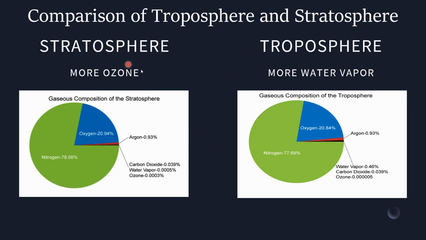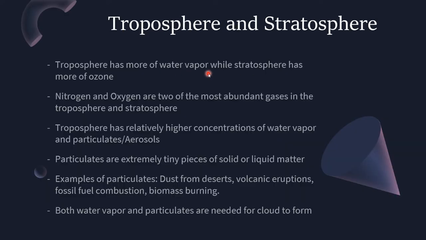So these are the distinguishable things in these two. You can see from this writing, in the stratosphere we can find more ozone, in the troposphere we can find more water vapor. So this actually answers probably two of your questions for the lab. The next one is probably the same thing that I've been talking about. Let's go through this again. Troposphere and stratosphere. Number one, the troposphere has more water vapor while the stratosphere has more ozone. I already told you about that. Then nitrogen and oxygen are two of the most abundant gases in the troposphere and stratosphere, and they are almost similar in both layers.